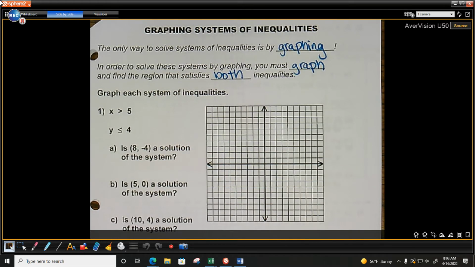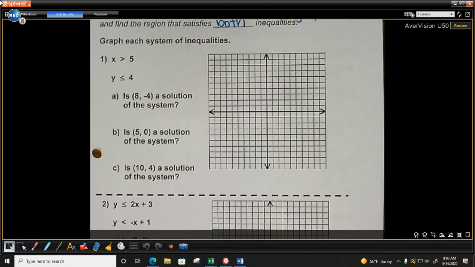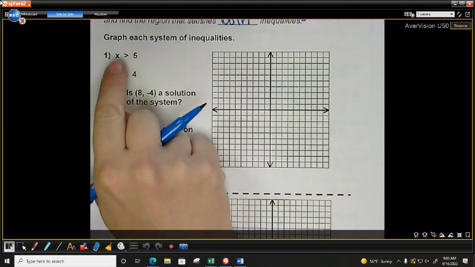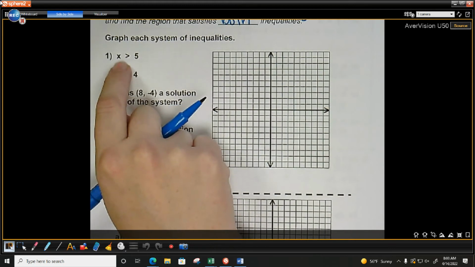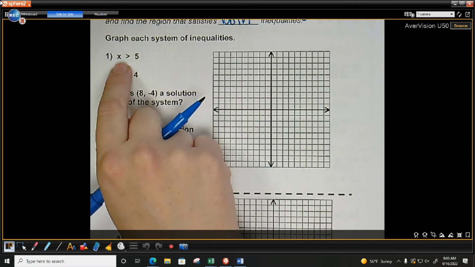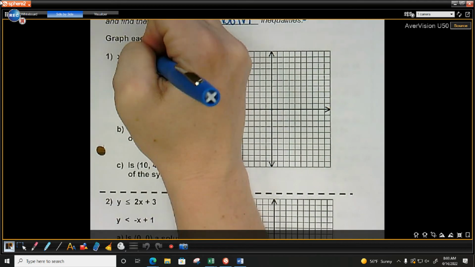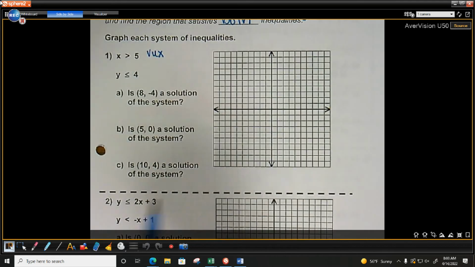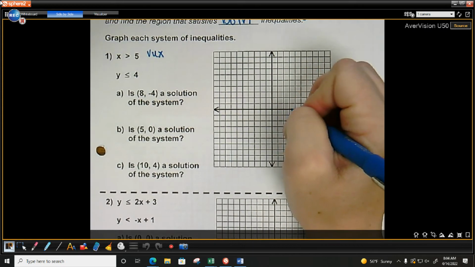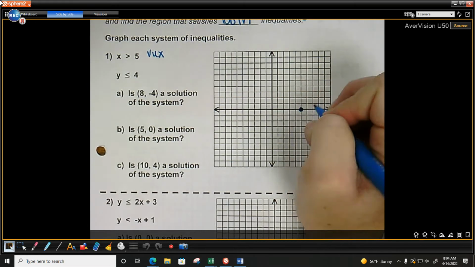Okay, number 1. How am I going to graph x is greater than 5? It's a box. So I'm going to put a dot on the x-axis. 1, 2, 3, 4, 5. Put a dot at 5 on the x-axis. The V stands for vertical.